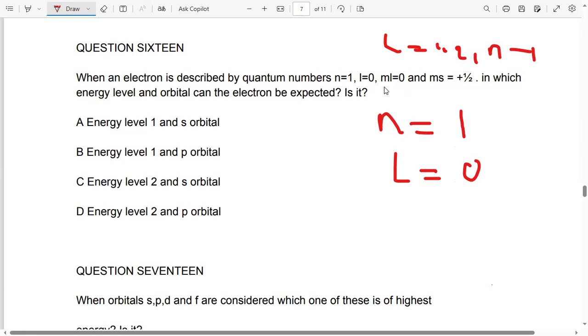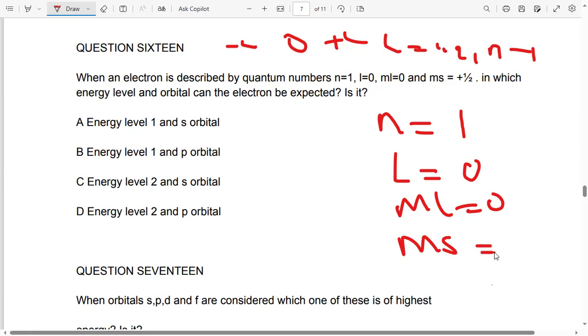And then how did we define this m_l there? We said it is between minus l to positive l, including 0. So minus l will just be 0, positive l will just be 0, and then we have 0. No wonder it's 0 there. And then we have m_s being equal to what? Positive 1 over 2.